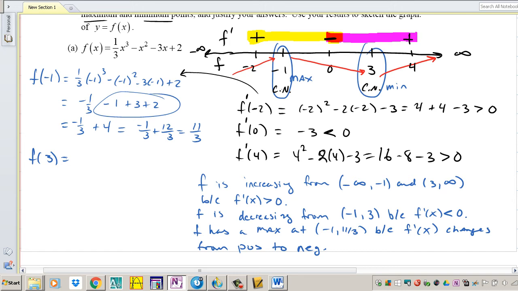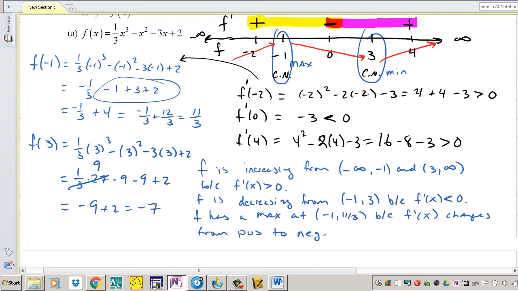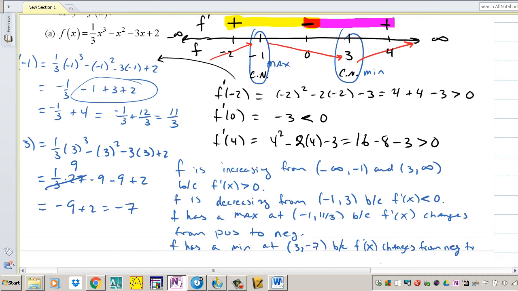F of 3, let's go ahead and plug that in. So it's 1/3 times 3 cubed minus 3 squared minus 3 times 3 plus 2. And I get 1/3 times 27 minus 9 minus 9 plus 2. This becomes a 9. So I have 9 minus 9 minus 9, which is -9 plus 2, and that is -7. So I'm going to say f has a min at (3, -7) because f prime changes from negative to positive. And these are my answers.